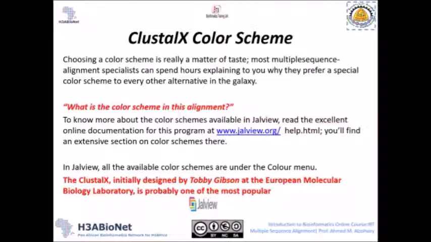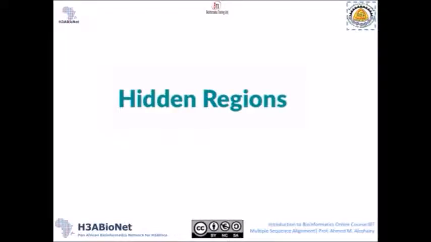One of the good things in Jalview when you're presenting your multiple sequence alignment is hiding regions, or presenting some regions and hiding others, so you can emphasize what you would like to show to other people. For example, if you would like to show other people only the conserved part, only the active domain, only the active site, you will hide other regions and keep your special segment of your sequence. So you need to use the options for hiding regions.